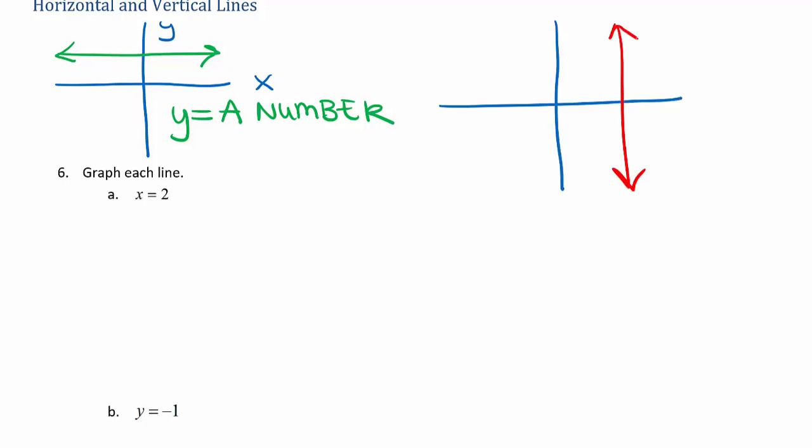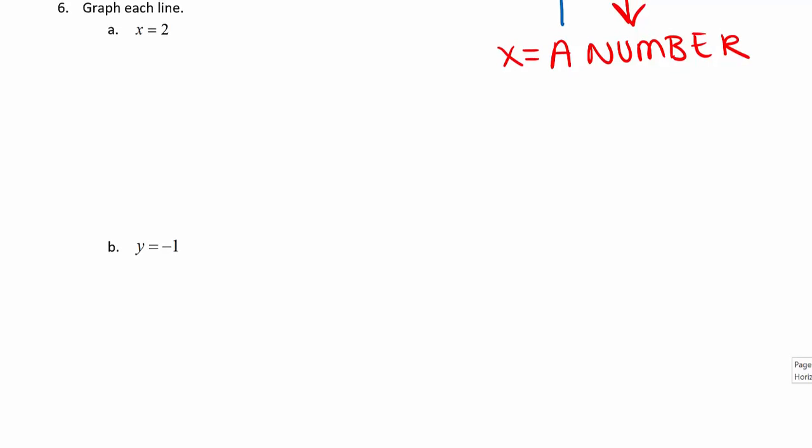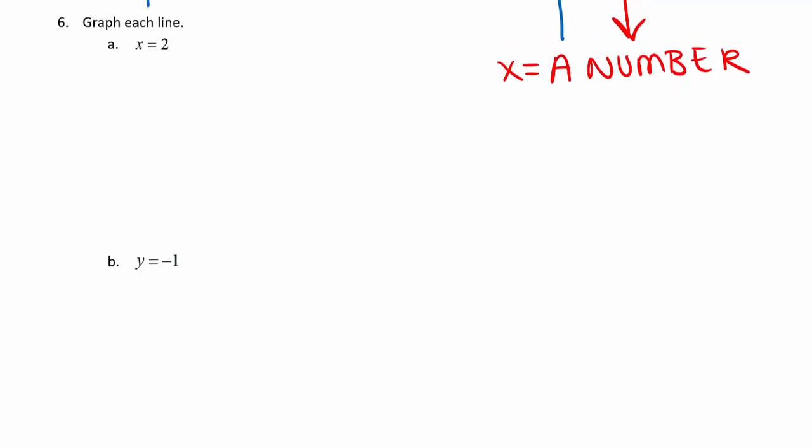A vertical line would look something like this. It would be parallel to the y-axis. And when you have a vertical line, it's the x values that are constant. So your equation would be x equals a number. And the y values can be anything. We'll talk more about these horizontal and vertical lines a little bit later, but for now, I want you to know how to graph these lines.